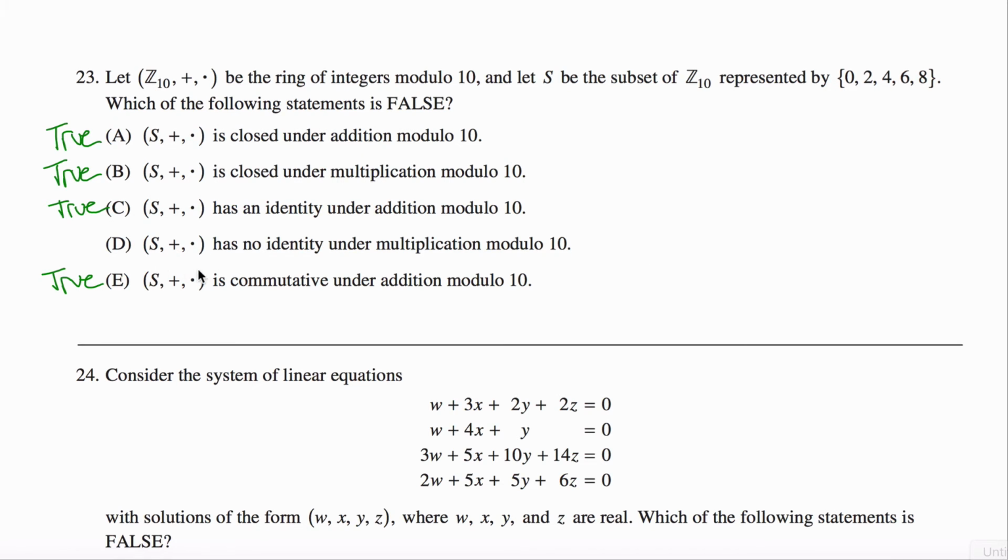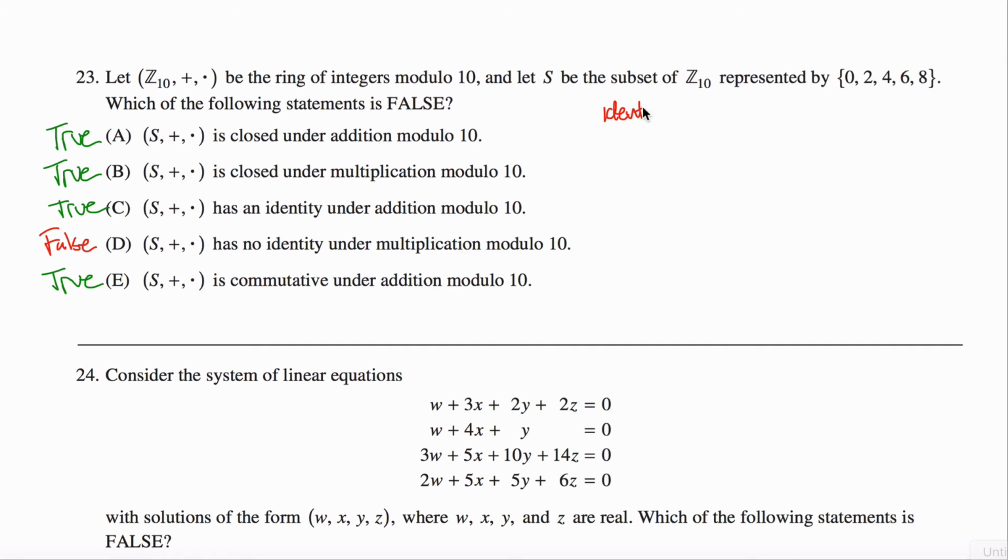So back to statement D. This subset here, S, has no identity element under multiplication mod 10. So I'm claiming that that is false, that it has no identity. So it's false that it does not have an identity element. Therefore, it's true that it has an identity element. Wait, this has an identity element? When I think of identity element under multiplication, I typically think of the number 1, and there's not a 1 in this subset. So what's going on here? Well, let me show you.